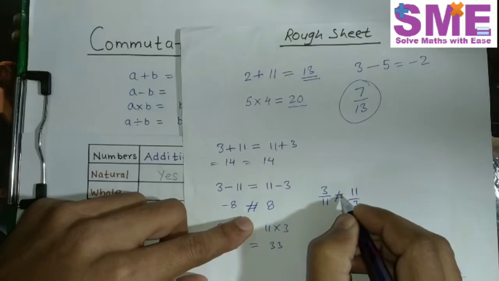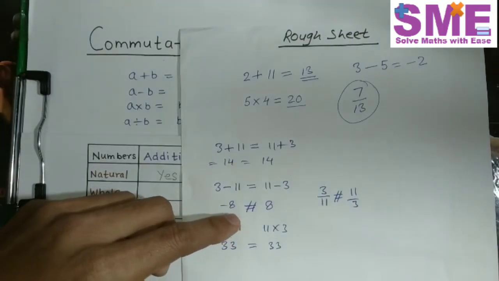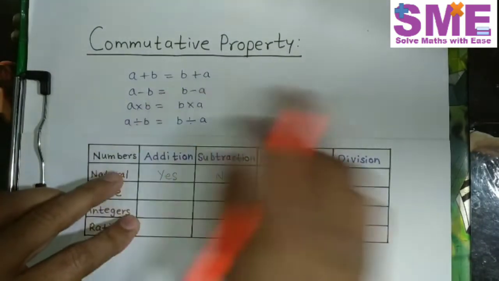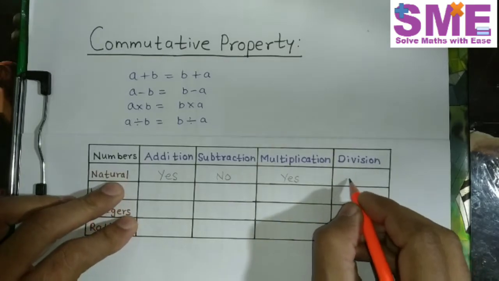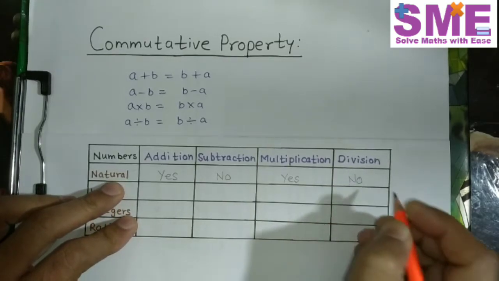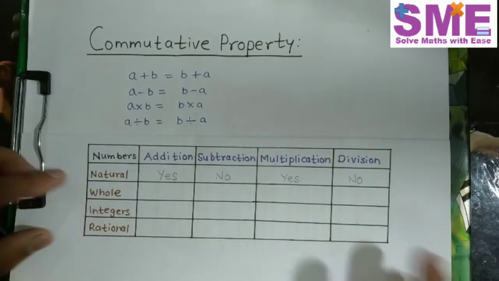No, it will not be equal. So we will say that commutative property does not hold true for division for natural numbers. So we will say no here. So similarly, we will fill all these rows for other type of numbers.